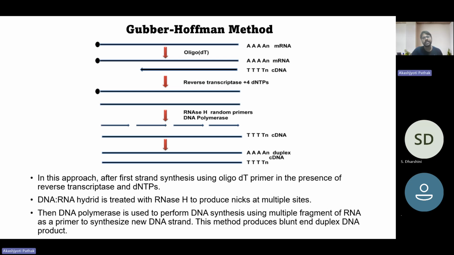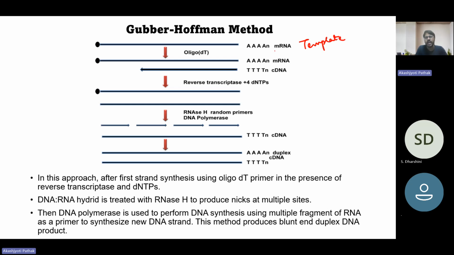So another method is the Gruber-Hoffman method. Here also, what is done? The same thing is being done here. In both the methods, you are using an mRNA. First step is you have an mRNA, and this is your template basically.